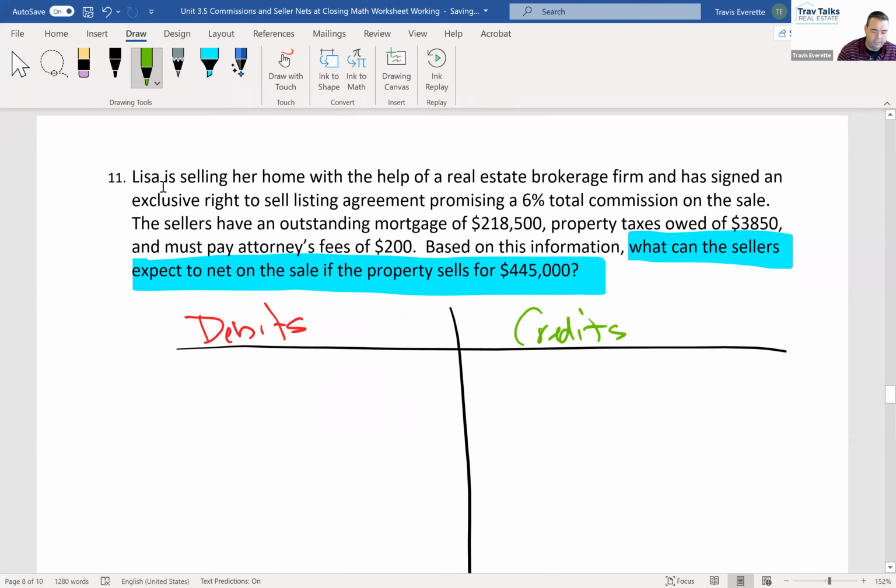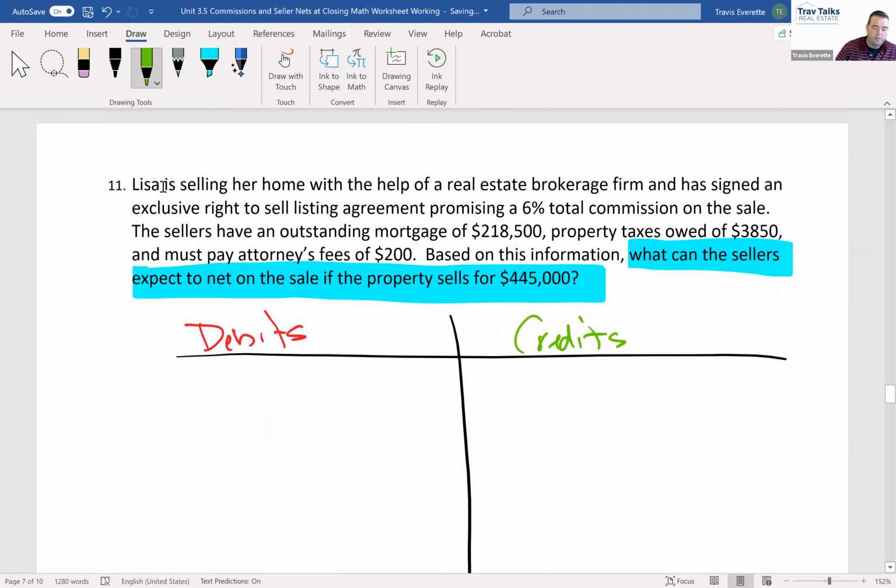Okay, let's talk about Lisa's transaction here. And we're just going to work through these numbers one by one. It says she has signed an exclusive right to sell listing agreement. So it means she pays under any circumstances where the property closes. Promising a 6% total commission on the sale. Okay, well, 6%, that number is going to get tied to the sales price to come up with a commission.